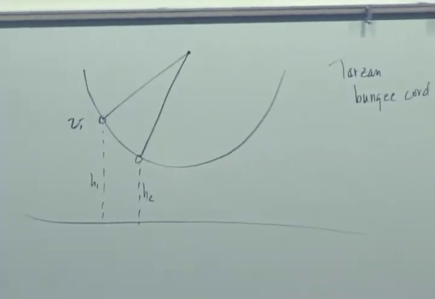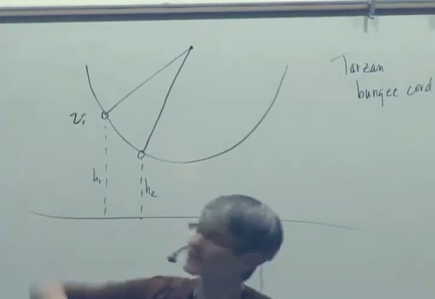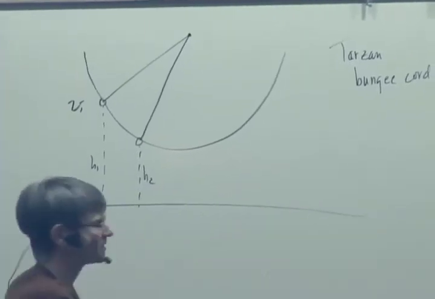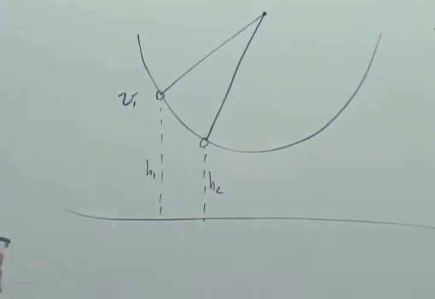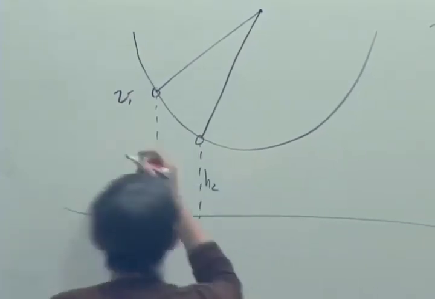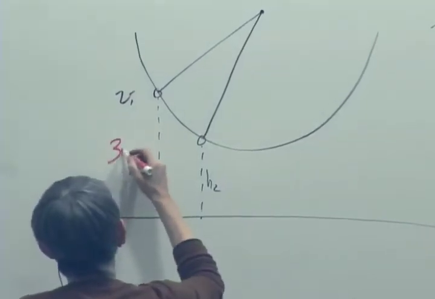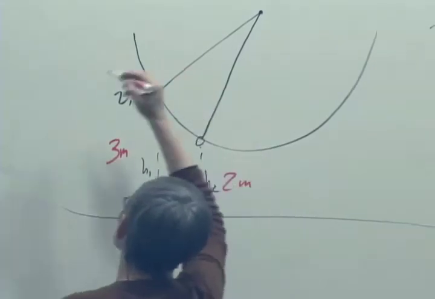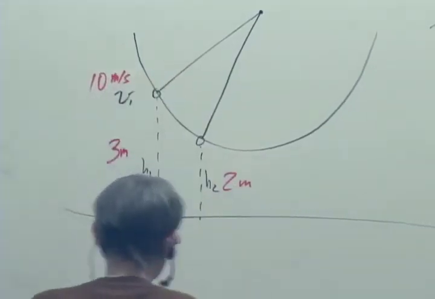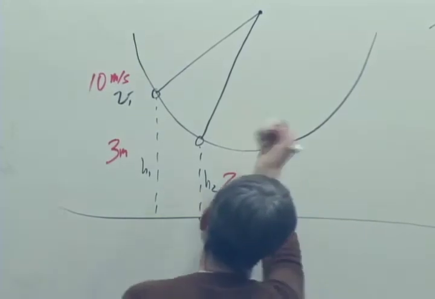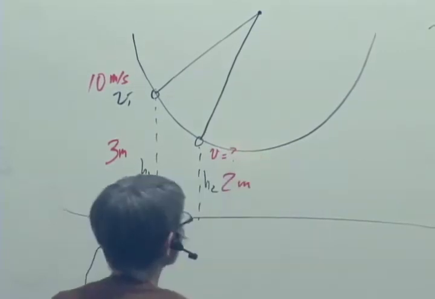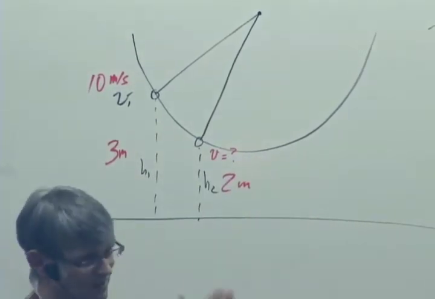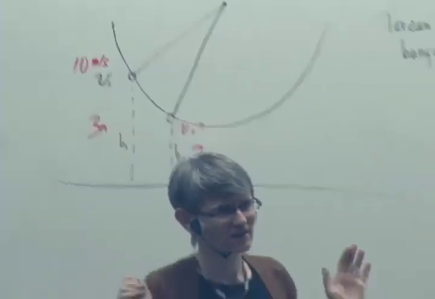Well, let's answer it. Think about it. Okay, there's numbers. You want numbers? 3 meters, 2 meters, 10 meters per second. That's pretty fast. Speed, how fast is he going? But it kind of doesn't matter. Okay, so the answers are 1, 2, 3, or no principle.